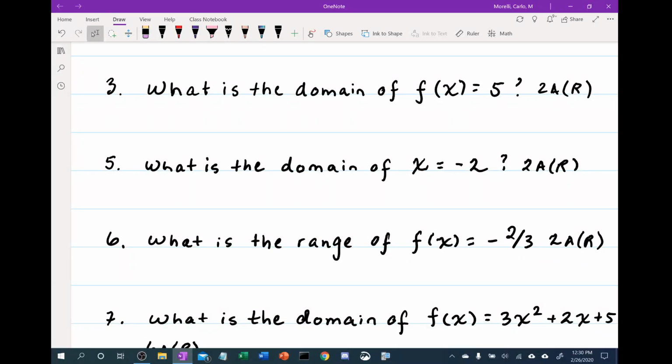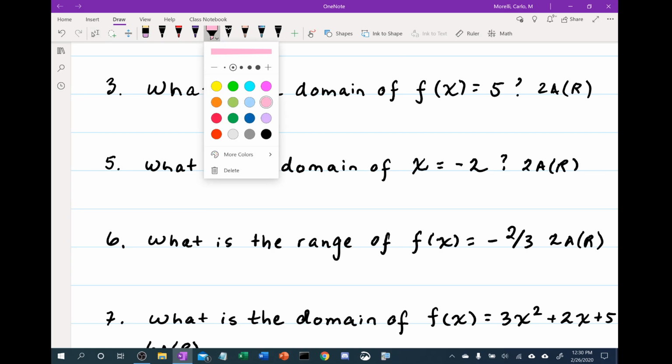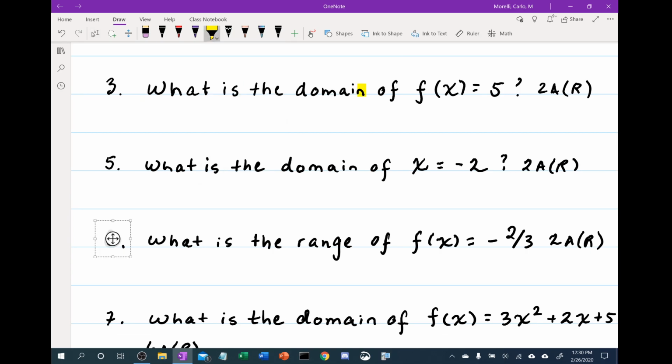I didn't give any room here to work, so this must be easy if you know what I'm asking you. So let's look here at number 3. Number 3 is asking us for domain, so I'm automatically thinking x. And when I see f of x equals, I'm automatically thinking y equals. So f of x equals 5, y equals 5. The question is, what does the equation y equals 5 look like?